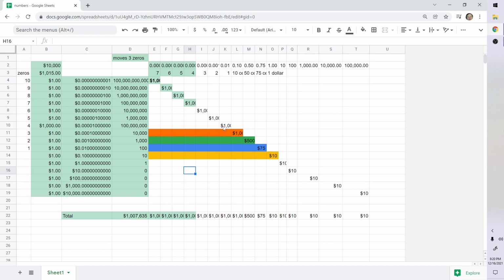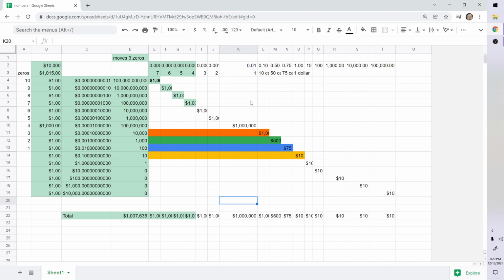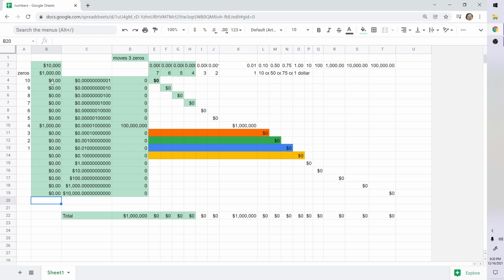So if it goes up to a penny, I have $1,000,000 essentially, right? And I have a little total here. So I've calculated all the ones here. So let's do this: zero, zero, zero, zero, zero, zero, zero, zero, zero. Okay.